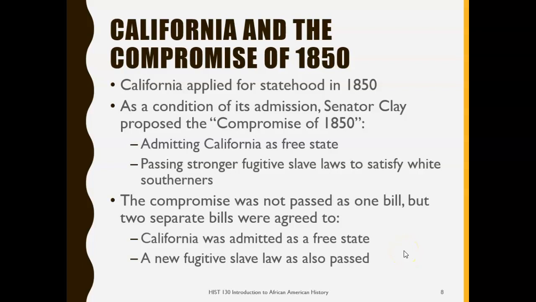So like I said again, this compromise did not pass, but there were two separate bills, two separate laws that were passed by Congress. First, California was admitted as a free state, so there's no discussion about that. Next, Congress also passed a second law which established a new fugitive slave law for the whole country.